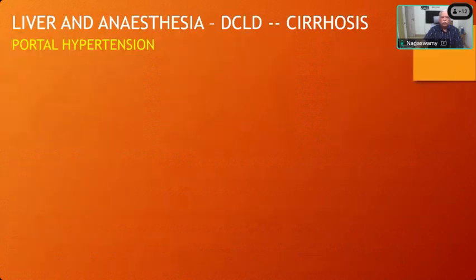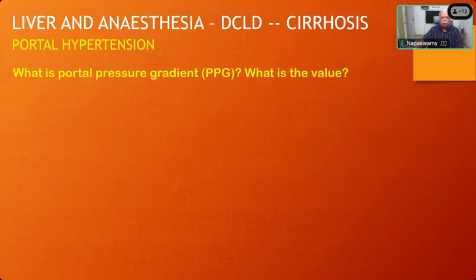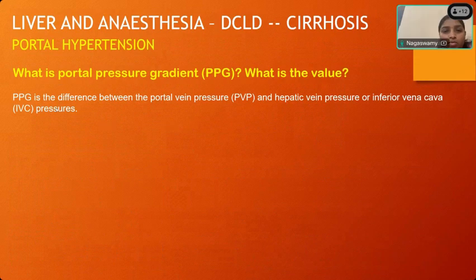Now the questions can be on portal hypertension. What is the normal portal pressure gradient and what is its value? 5 to 9, sir, mm of mercury. Okay. Portal pressure gradient is the difference between the portal venous pressure and the hepatic vein pressure or the inferior vena cava pressure.